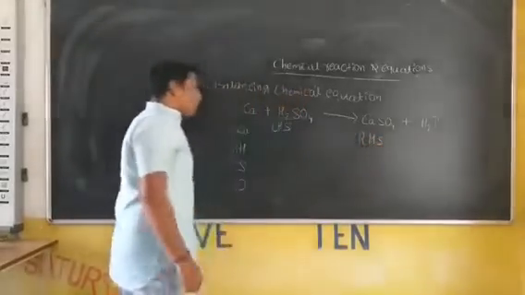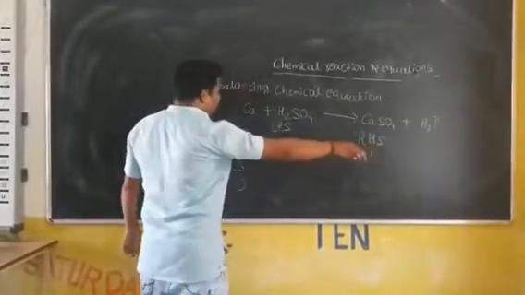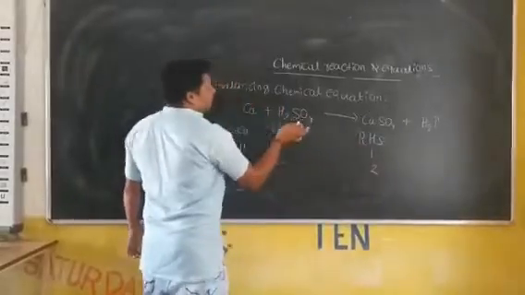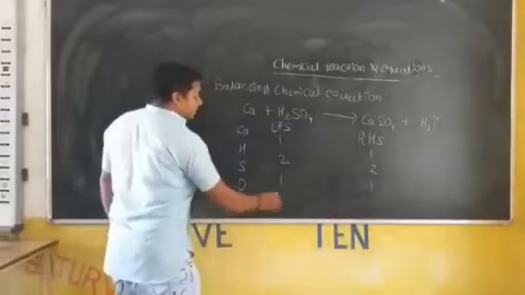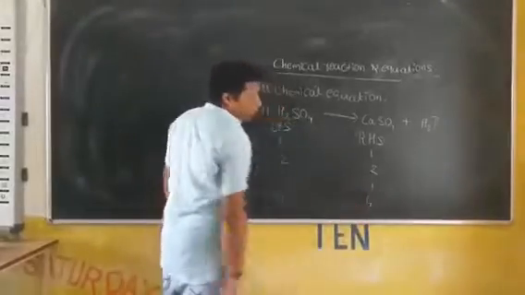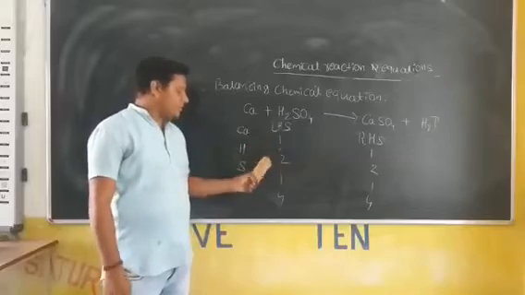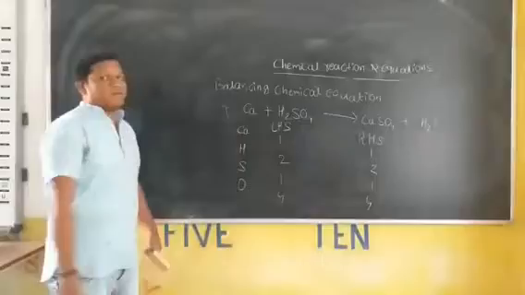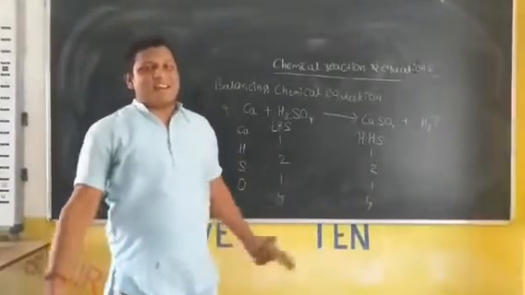this one is RHS. The number of calcium on LHS is 1, on RHS is also 1, hydrogen 2 and they are also 2, and what about sulfur? It is 1, they are also 1, and what about oxygen? Here it is 4 and here also it is 4. Now count the number of calcium also same, hydrogen same, sulfur same and oxygen same. Hence it obeys the law of conservation of mass. This is the balanced chemical equation.